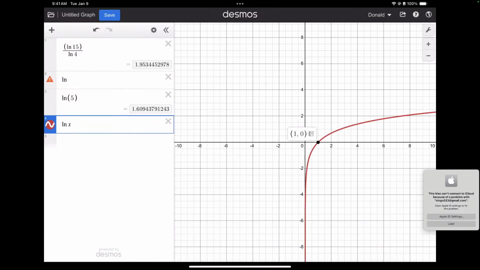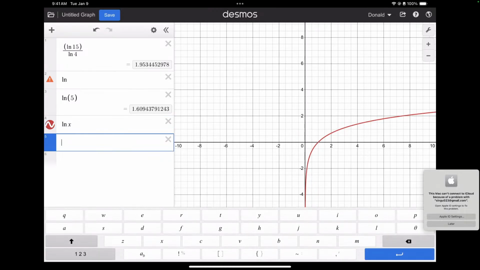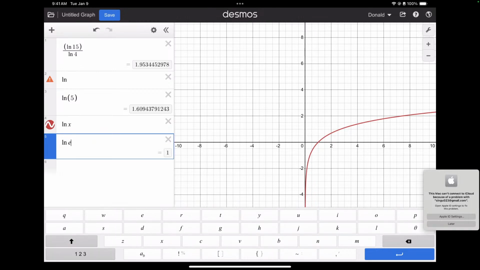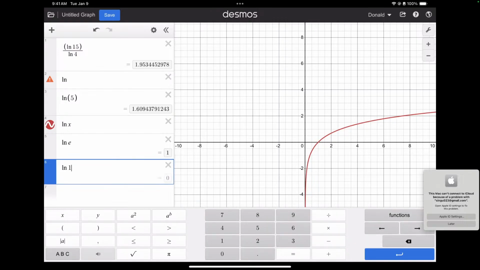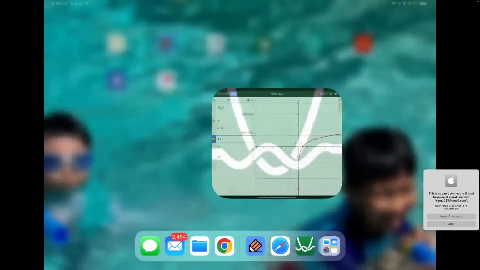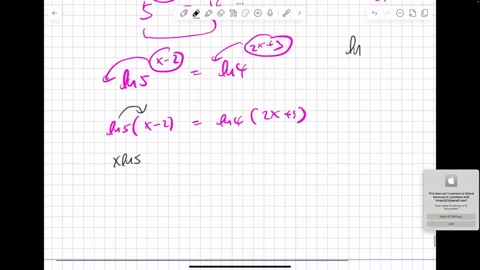Look, ln of 1 is equal to 0. ln of e is equal to 1. Those are the two numbers you're supposed to know. ln of e is equal to 1, and ln of 1 is 0 because of this part right here. Did that answer your question? That's why I need you to know what the natural log graph is.